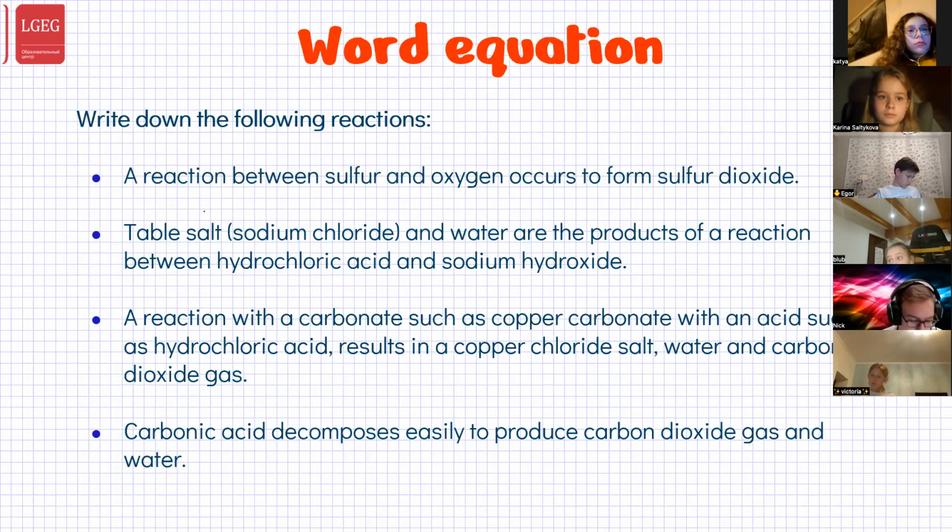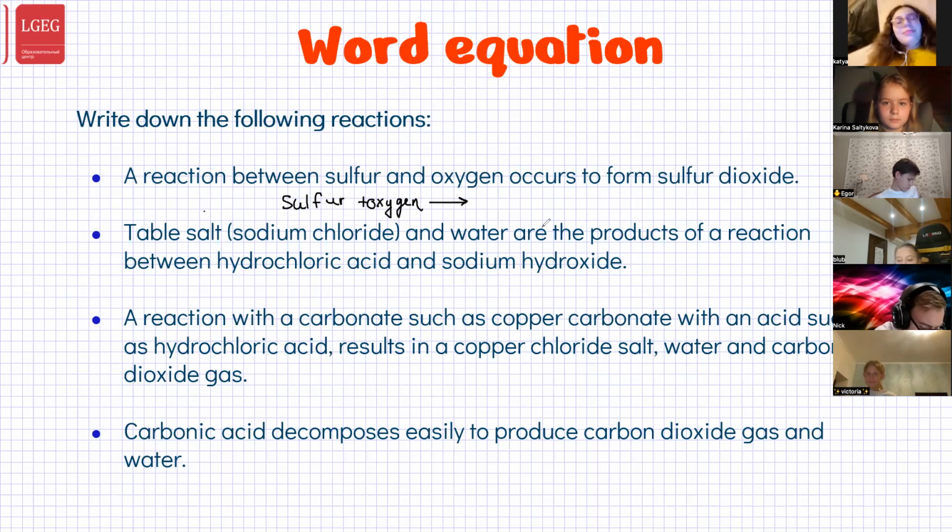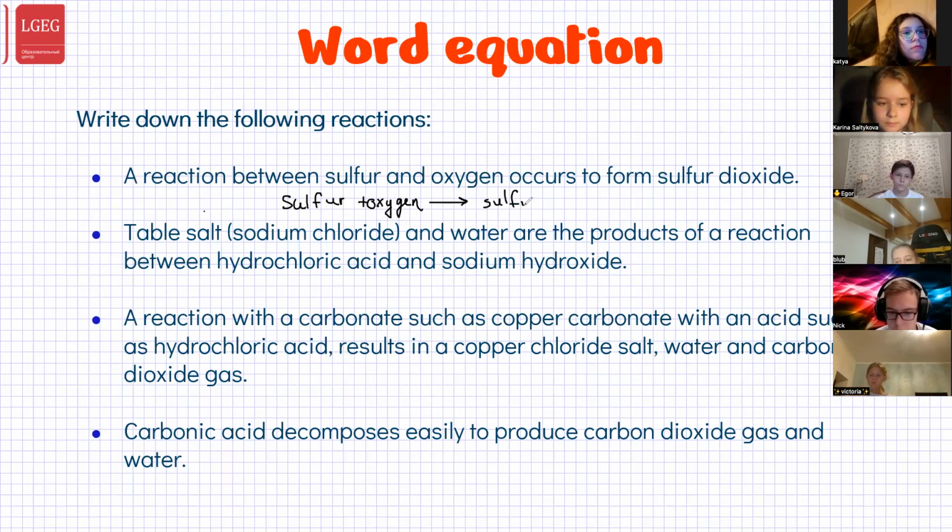Anya, can you read the first sentence? A reaction between sulfur and oxygen occurs to form sulfur dioxide. Now, let's look at this sentence. What things are reacting in this case? Sulfur and oxygen. So sulfur and oxygen will be our reactants. Then we need to place an arrow and show our product. What did we get from this reaction? Sulfur dioxide. Sulfur dioxide. Good job.